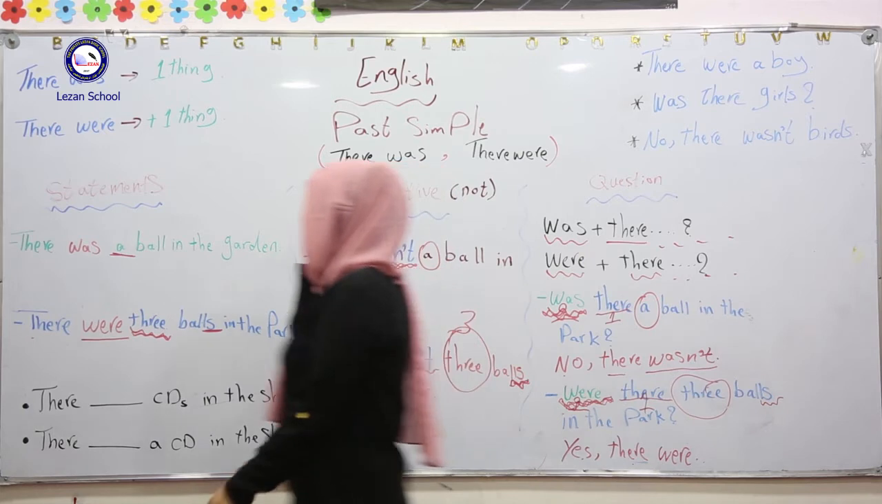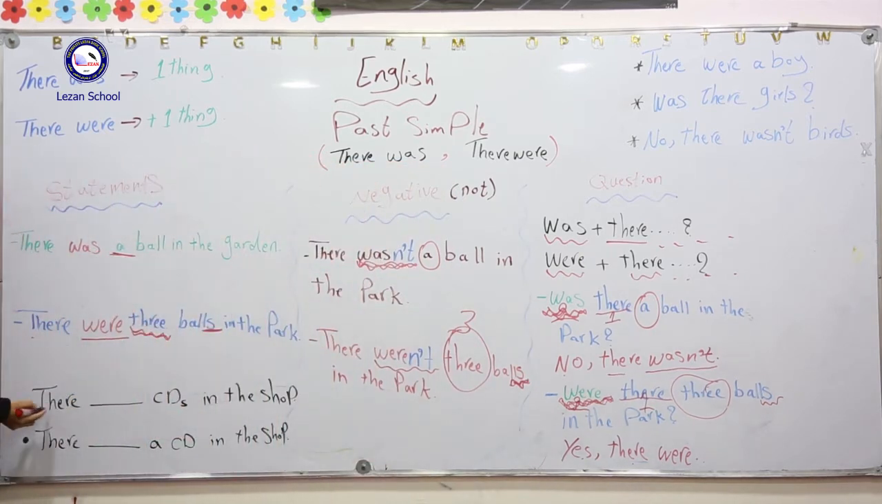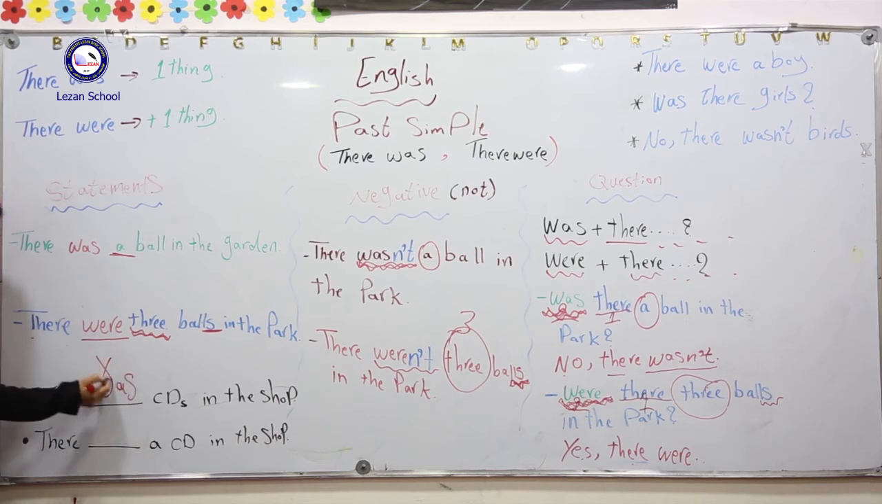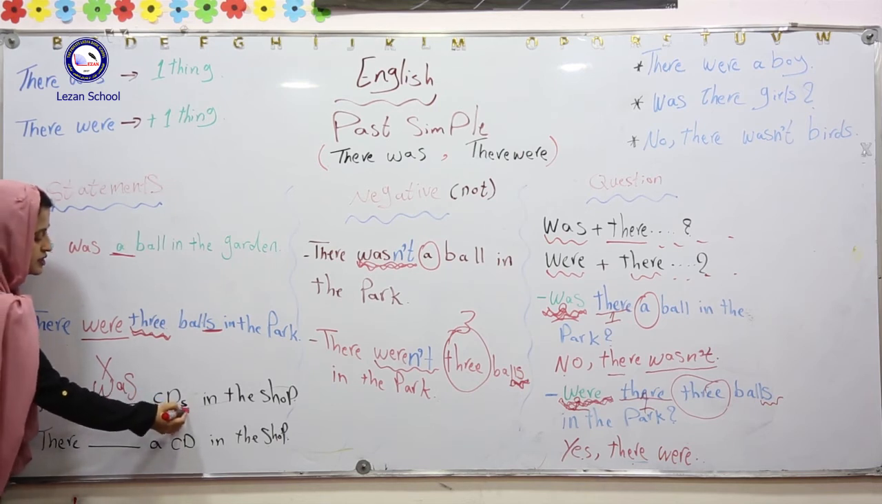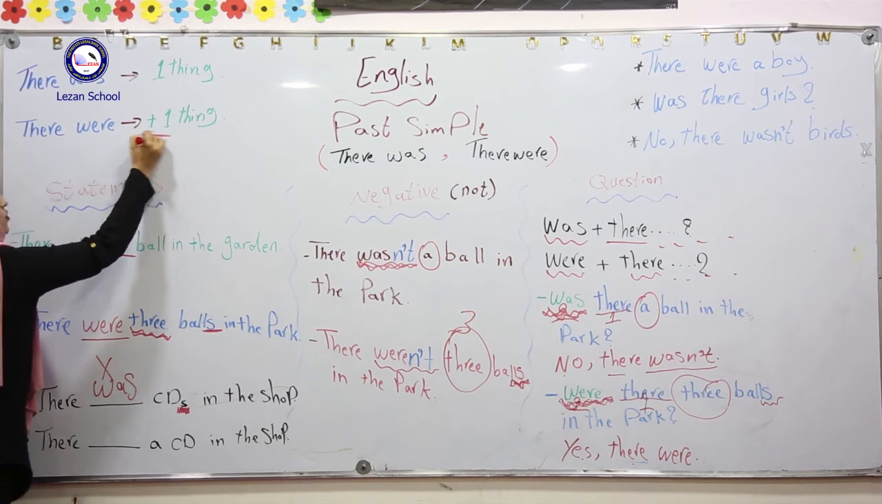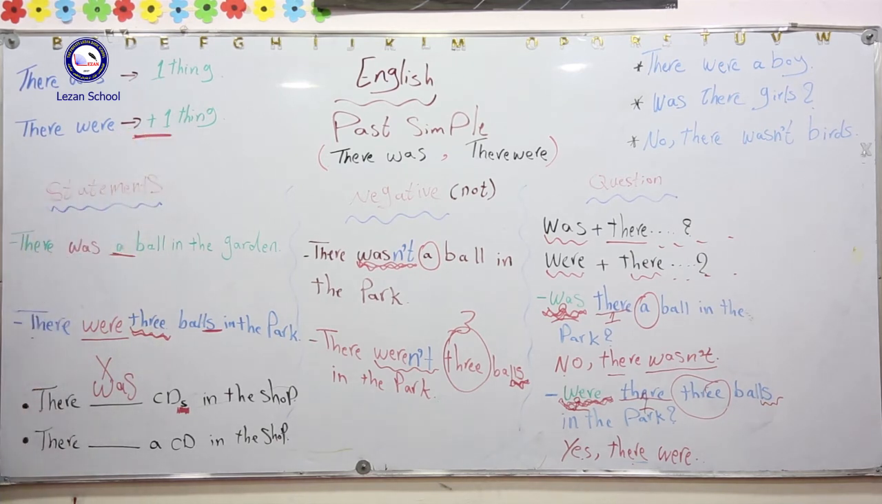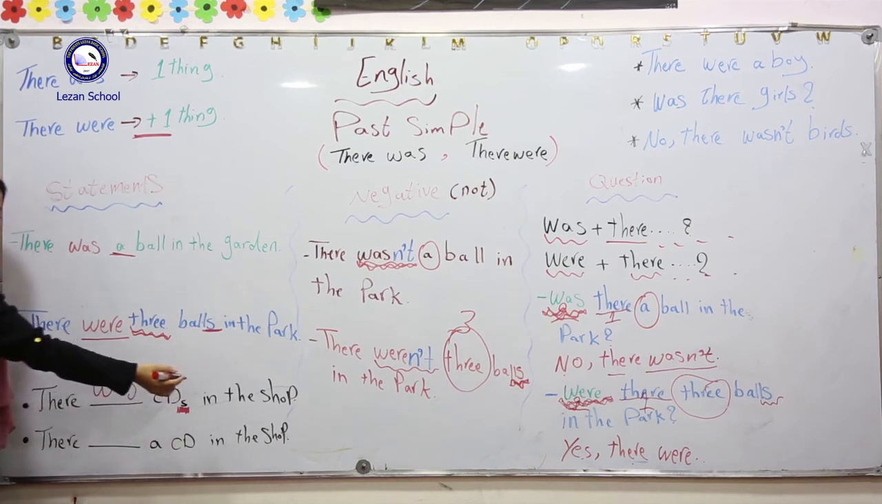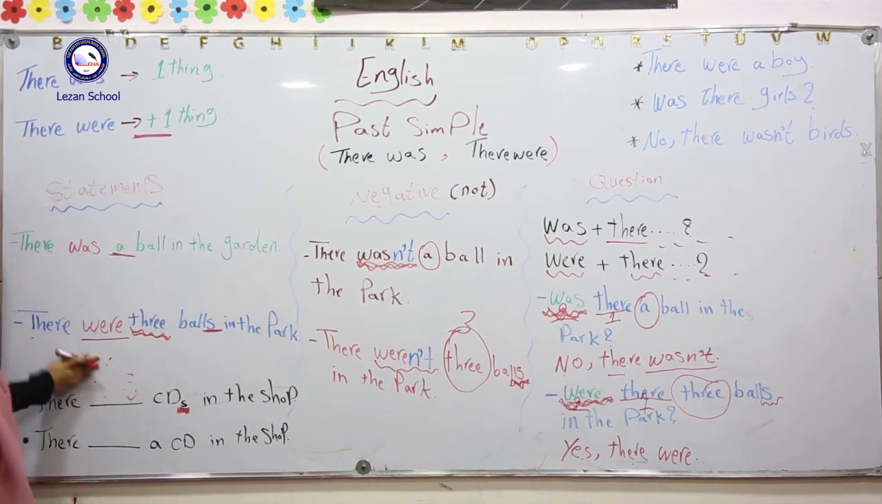Look at these sentences. Look at these dashes. There dash seeds in the shop. Can we say was? If we say was, it's not true actually. Why not? Because we have s plural. If you have s plural, or more than one thing, do not forget this one. So we cannot say there was seeds in the shop. We have to say there were seeds in the shop.